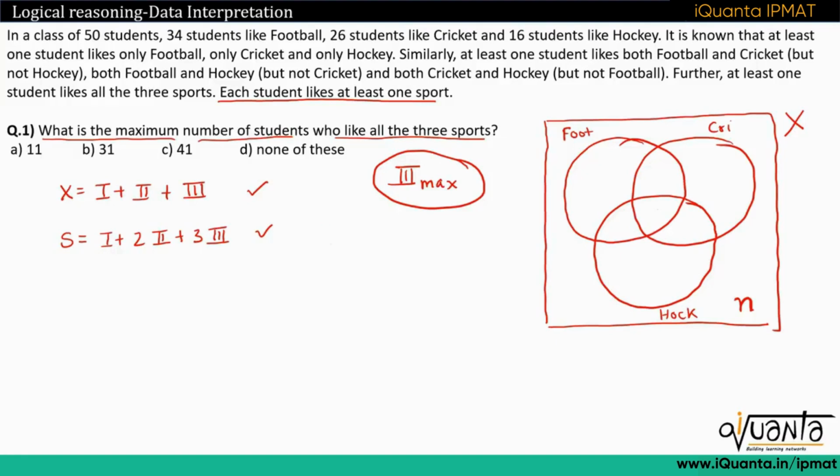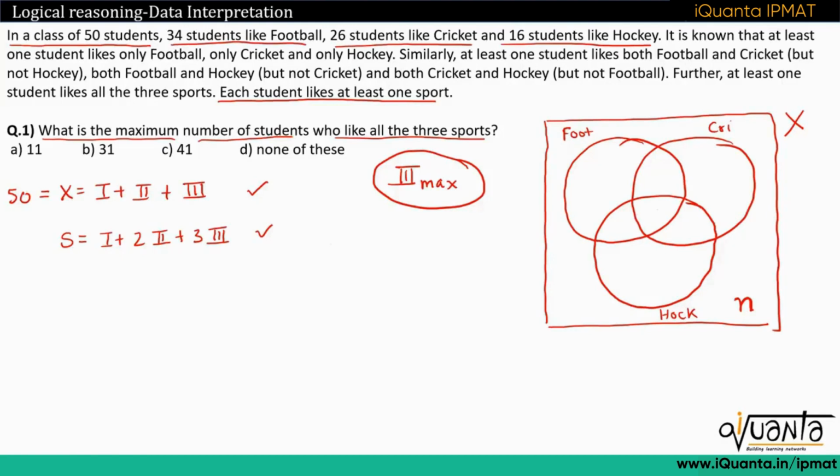We know that in the question it was given to us that in a class of 50 students, that means our universal set consists of 50 students. So the value of this X will be equal to 50. 34 students like football, 26 students like cricket and 16 students like hockey. So we have been given the total number of people in every set.